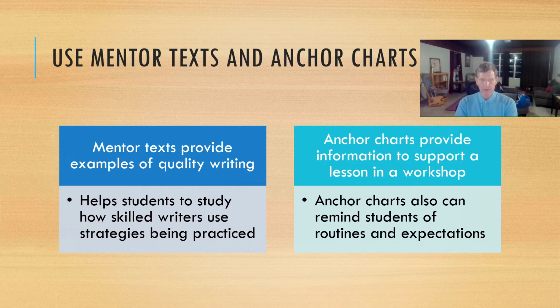Make sure that you give students a chance to work with mentor texts as well as anchor charts. A mentor text provides examples of quality writing. It helps students to study how skilled writers use strategies to be practiced. It's an example of very high quality writing along the lines of what they're trying to do. An anchor chart provides information to support the lesson in the workshop. So it's timely tips, timely cues. If they're working on visual detail, then it's tips, cues on how to use effective visual detail.